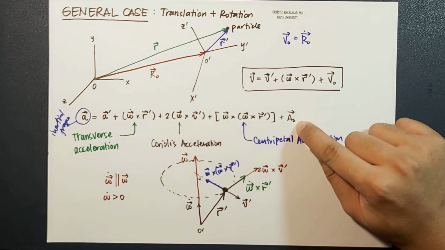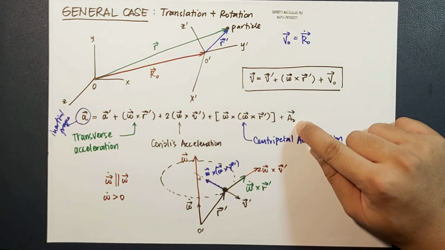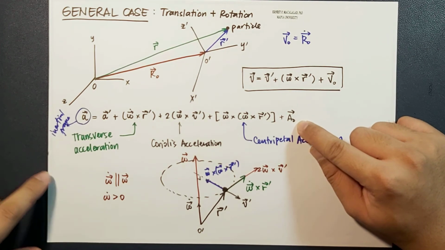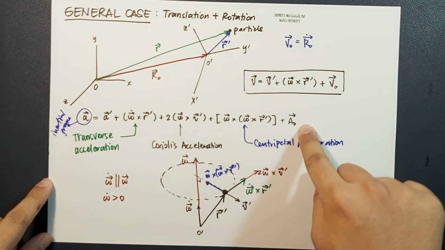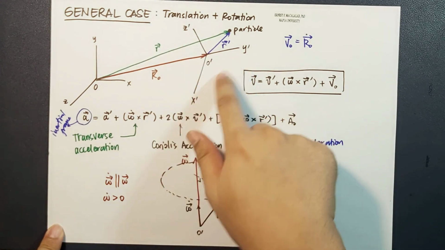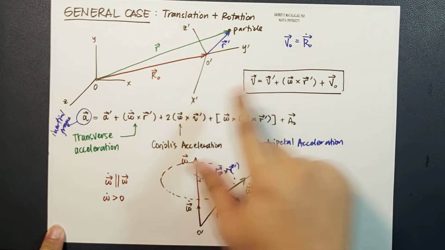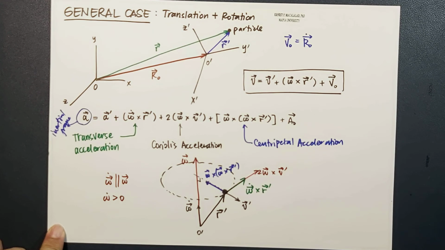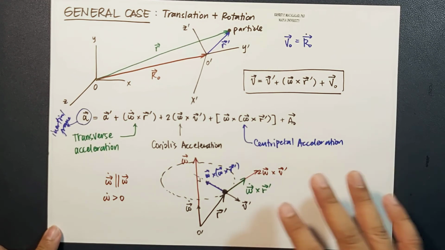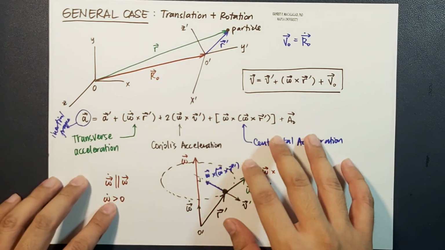Again, this capital A naught term is the translational acceleration of your moving frame. In the following videos we will have several examples to describe this motion.